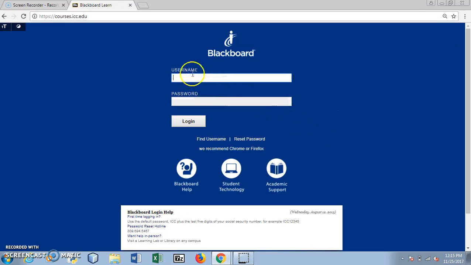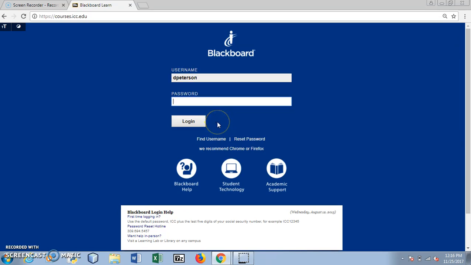Where it says username, you'll put the ICC username that you've been assigned. Mine's a little bit different because I'm a faculty member, but yours will be something like DP123, and you might have a letter on the end also, like the letter A, depending on how popular your name might be, or your initials.